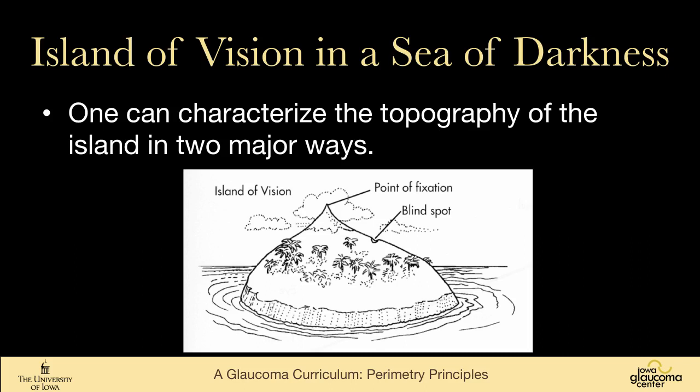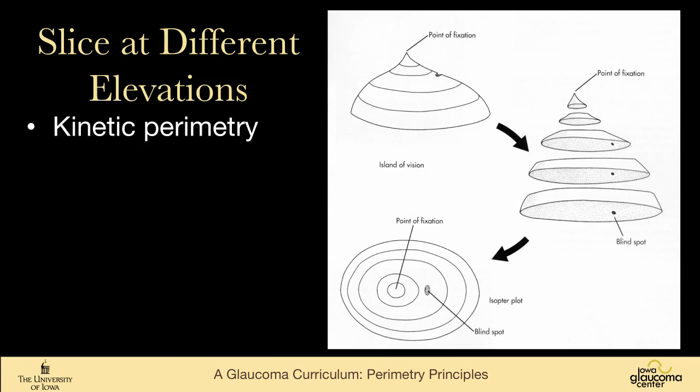So you can characterize the topography of the island in two major ways. One way is to slice the island at different elevations. So here's our island of vision, and we've looked at how big the island is at different elevations and drawn how big that island is. So this is the blind spot going through, and you can see that at sea level it's this size, and as we get closer and closer to the fovea, it gets smaller and smaller. So these rings at different elevations are called isopters, and they characterize the shape of this island quite nicely.